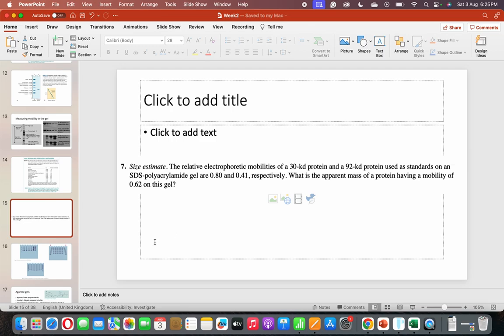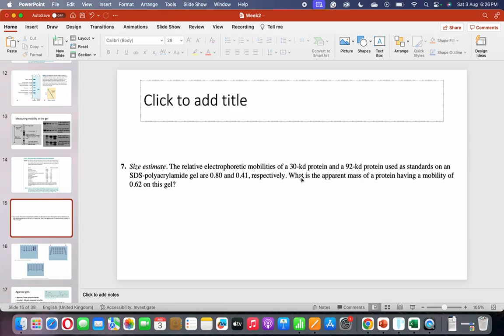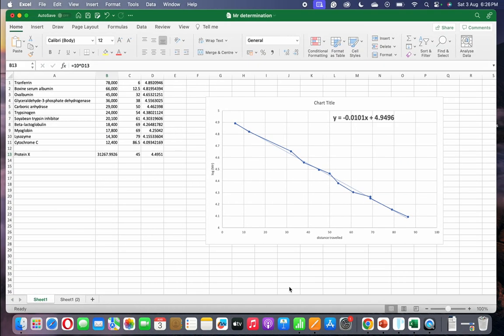Okay. We'll do one more example on this. This is a very straightforward example. The relative electrophoretic mobilities of a 30 kilodalton protein and 90 kilodalton protein are given. These are standards. So what is the apparent mass of a protein having mobility of 0.62 in the same gel? Okay, so we can use exactly the same method to calculate this.